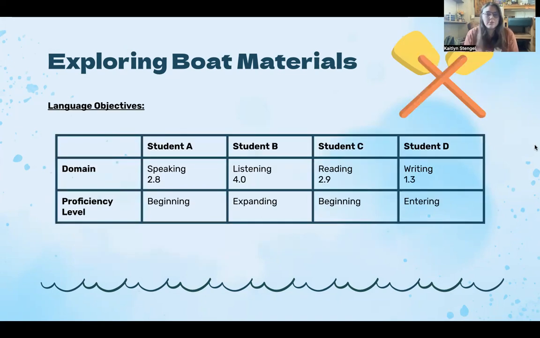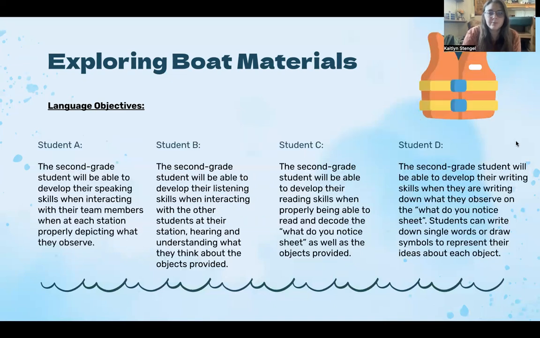For the language objectives, students A through D: the domain for student A is speaking, and they're at a 2.8, which means their proficiency level is beginning. Student B's domain for listening is a 4.0, which means they are in the expanding proficiency level. Student C's domain for reading is a 2.9, which puts them in the beginning level. And student D's domain for writing is a 1.3, which puts them in the entering level.